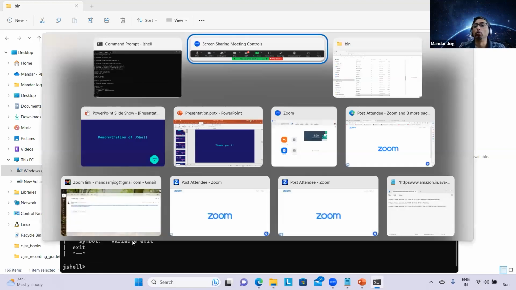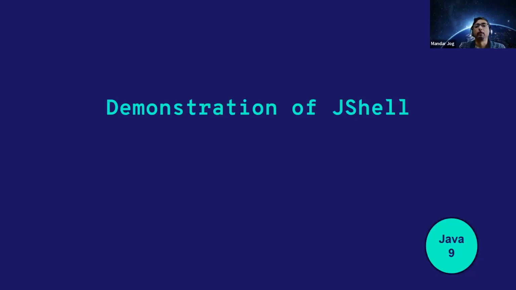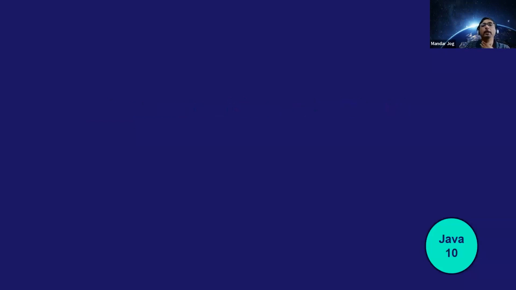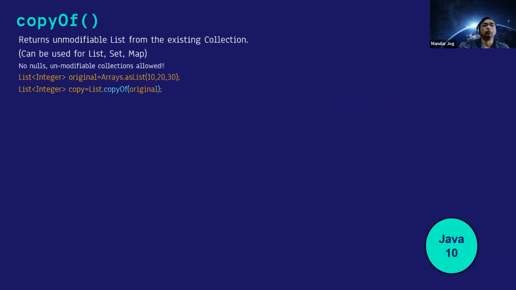Okay, so let me go back to my slide, and this was about JShell. Okay, Java 10. I'm going to go quickly to Java 10. We're already at 6:20. The first method is copyOf, which is used in the collection API, wherein you can create a copy of an existing list. Very simple method, in fact, and it returns an unmodifiable list from the existing collection. So it can be used for list, set, and map.